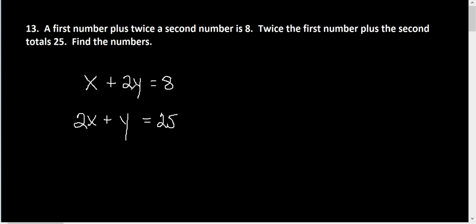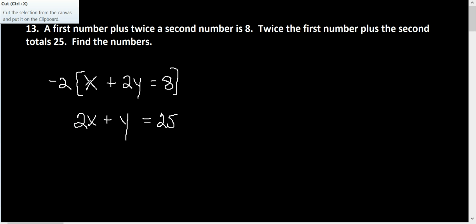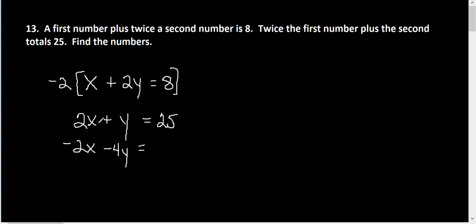So what method do you want to use? What's your choice? If I'm doing this, I'll multiply the top equation by -2, and then I'm doing the addition method. So -2 times x is -2x. -2 times 2y is -4y. And that's going to equal -2 times 8, which is -16.